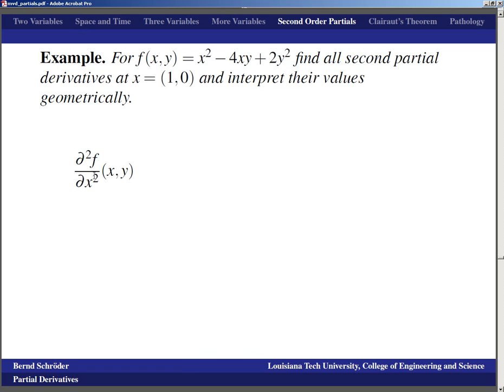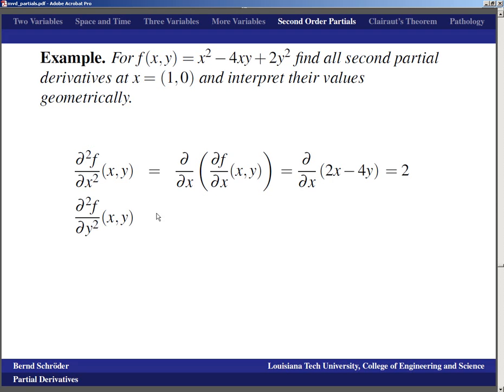All right, well, the second derivative of f with respect to x, that'll be the derivative with respect to x of the x partial derivative. The x partial derivative is 2x minus 4y plus 0, so we need to take the partial with respect to x of 2x minus 4y, and that ends up being 2. The second partial derivative with respect to y will be the partial with respect to y of partial f with respect to y. Partial f with respect to y will be 0 minus 4x plus 4y, so we get the partial with respect to y of negative 4x plus 4y, which has a partial derivative of 4.